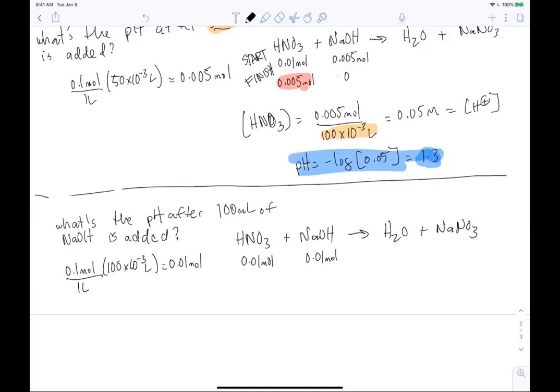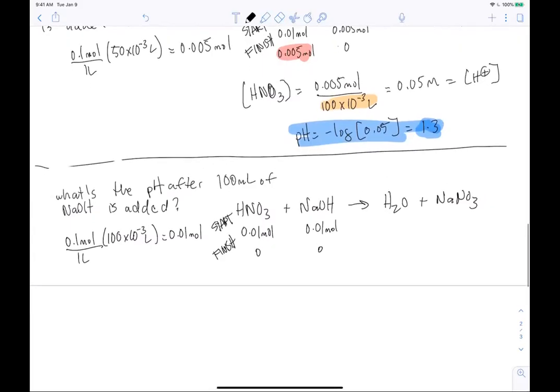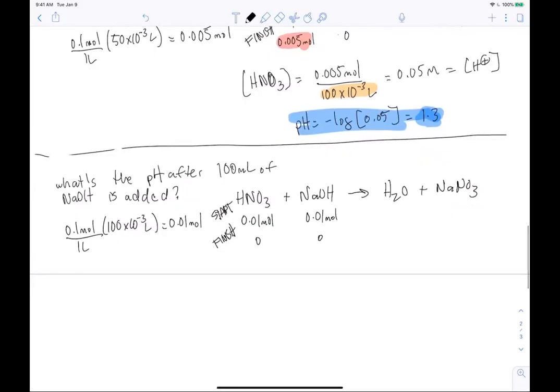Okay, so this is sort of interesting. At the beginning of the reaction, this is what we have. But now you can see that we've completely neutralized our acid. We have 0 of this and 0 of this at the end of the reaction. So what's going to be our pH here? I take a strong acid and I neutralize it with a strong base. Yeah, just 7. Good.